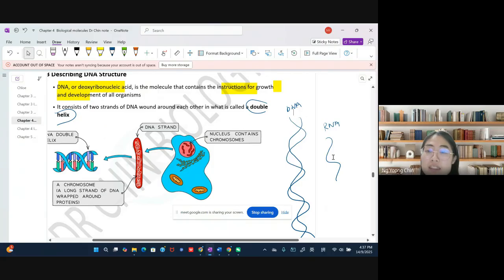Okay, so what is the difference between DNA and RNA? DNA is a very large and very complex organic compound, but RNA, right, their structure is much more simple compared to DNA, because in RNA you only have one strand, and the strand is much shorter compared to DNA.